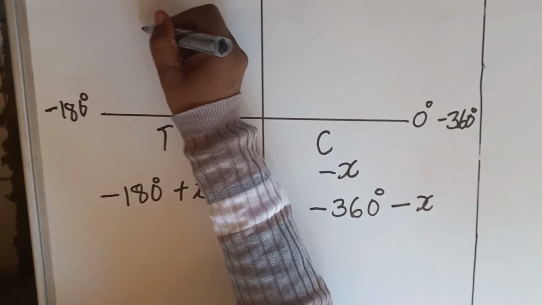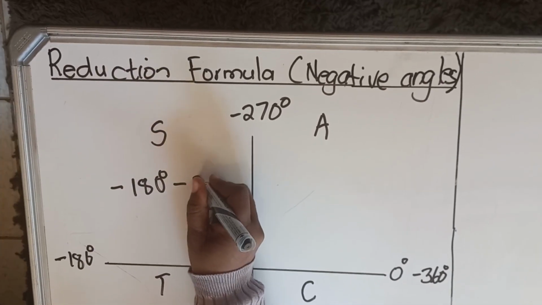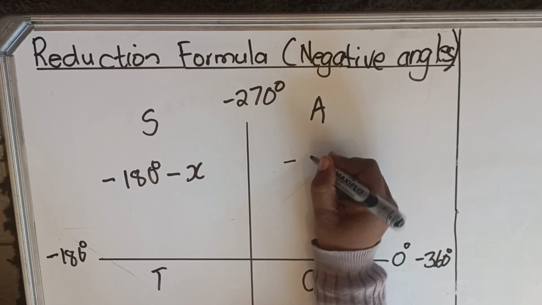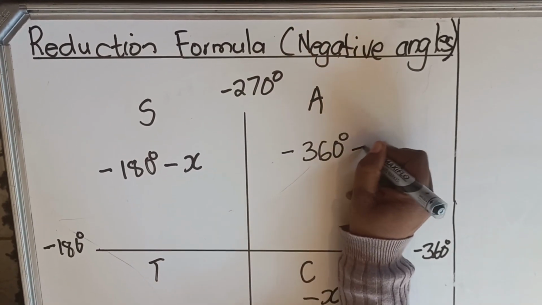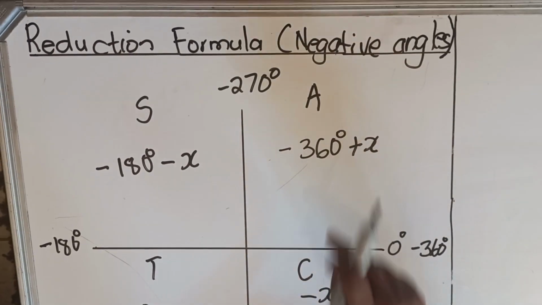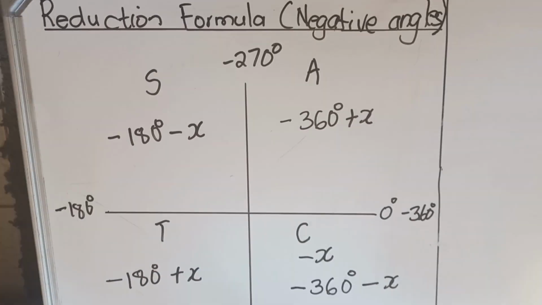Then with this quadrant, you have negative 180 minus x. And then the first quadrant is negative 360 plus x. So when you have negative 360 plus x, you're in the first quadrant. Let's look at examples and use this table to get our answers.